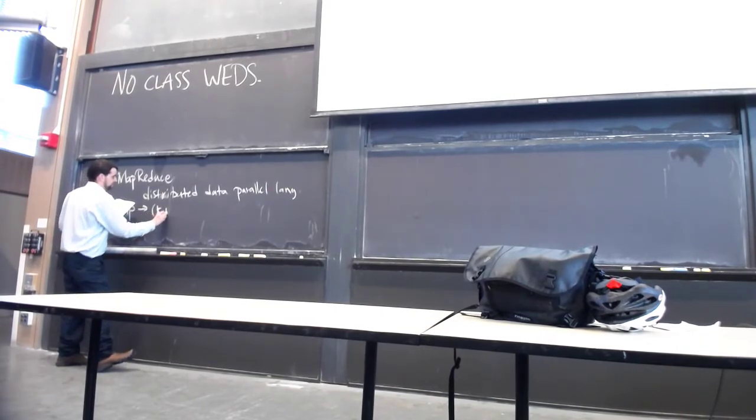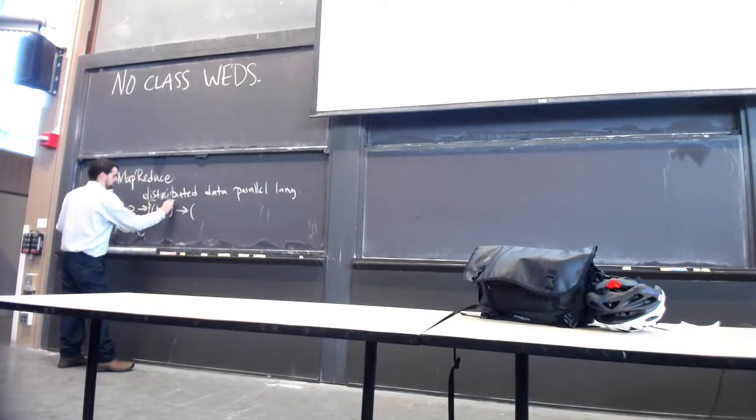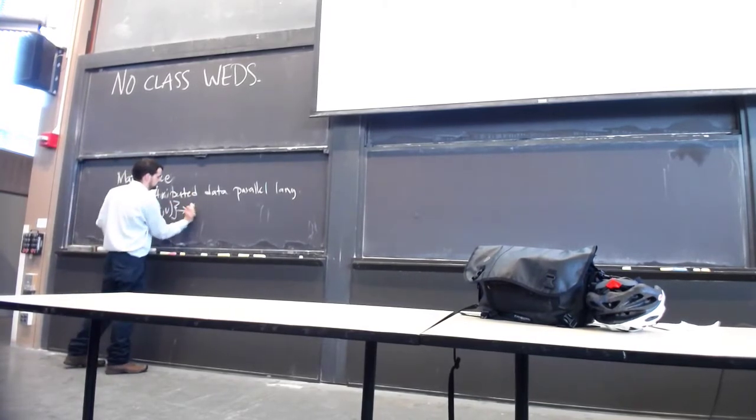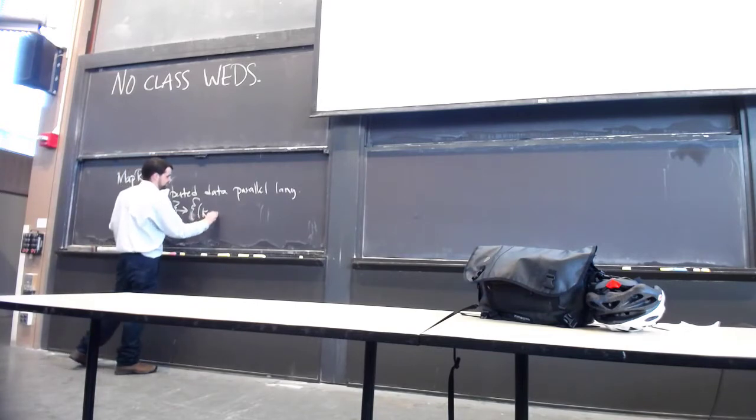Map basically takes in a set of key value pairs and produces a new set of key value pairs. With this, it's K1, V1 pairs like this. This is K2, V2, something like that.